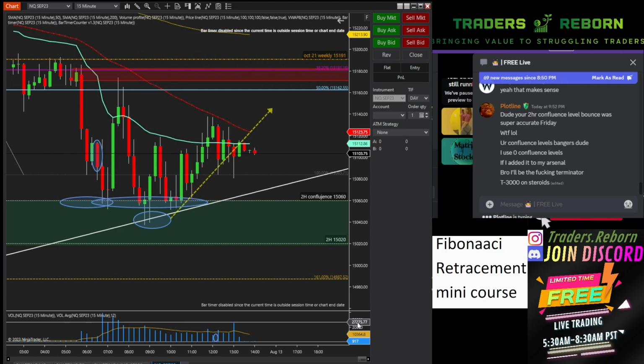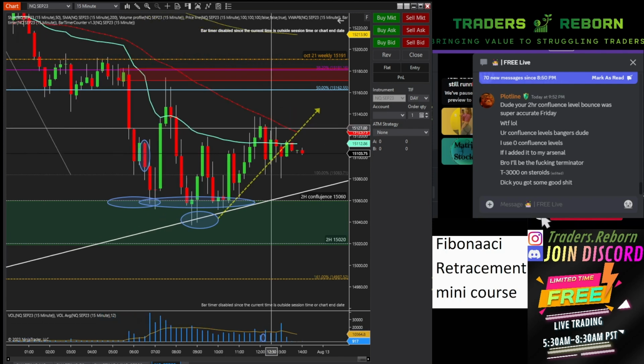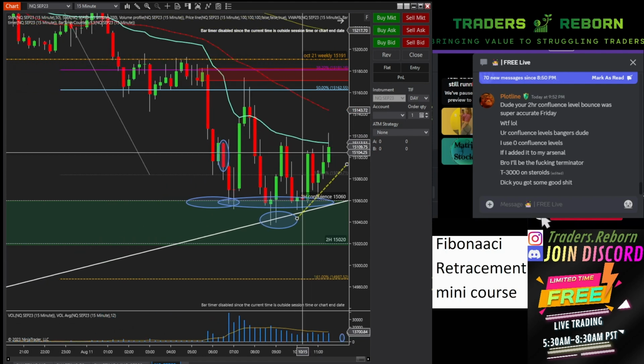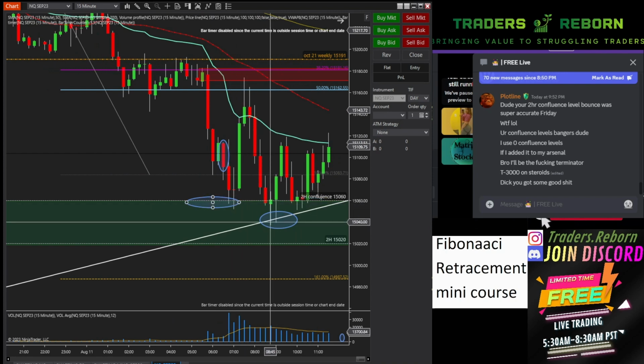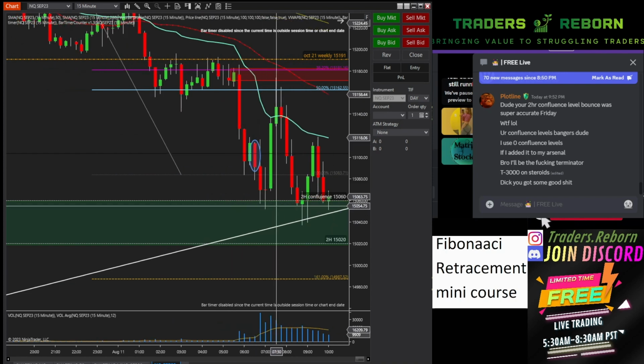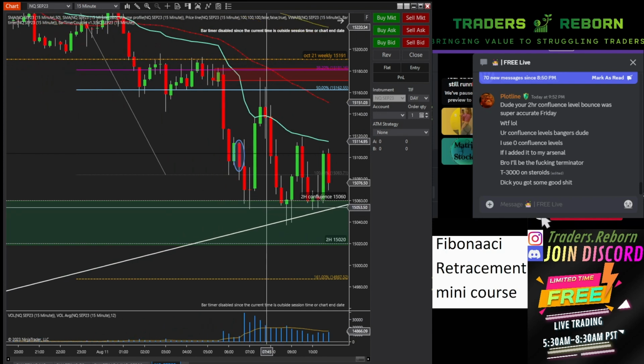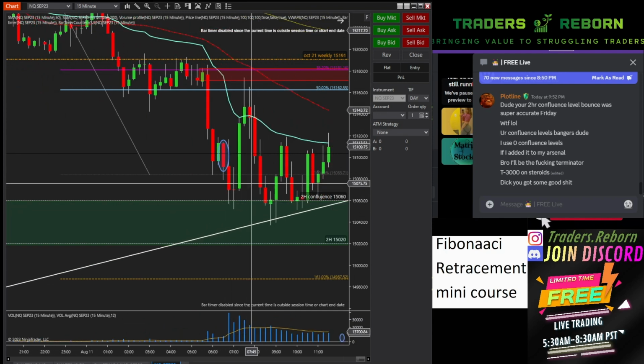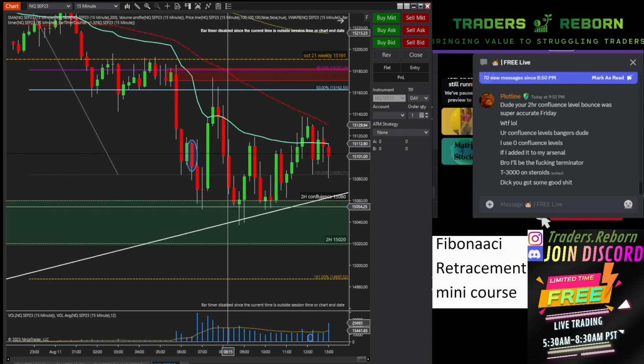Yeah, I'll do confluence levels next. That'll be the next video. But you guys see, there's three confluences here, right? So I have full conviction that this is a good long trade. Look how many times it held. It could not close below either.